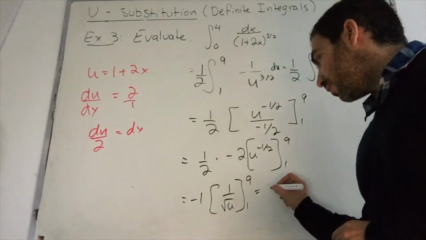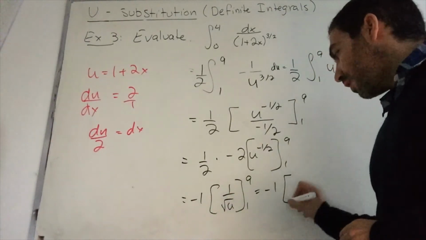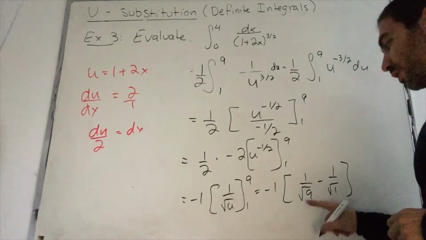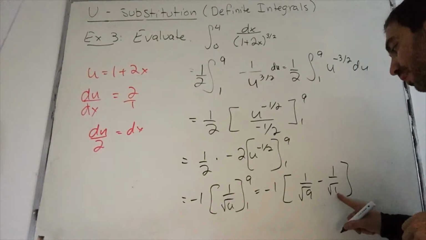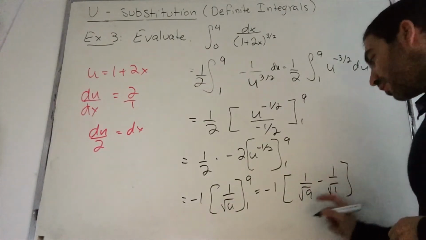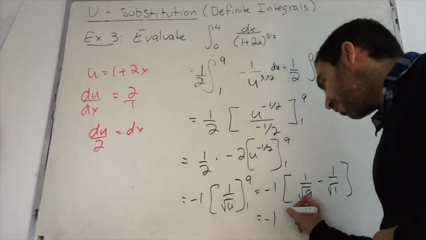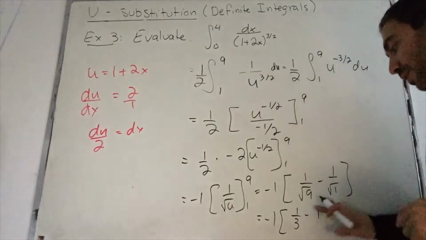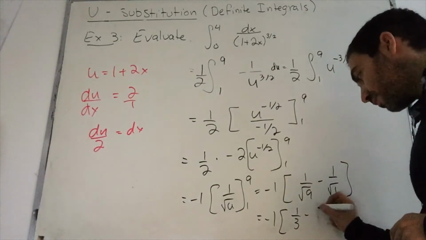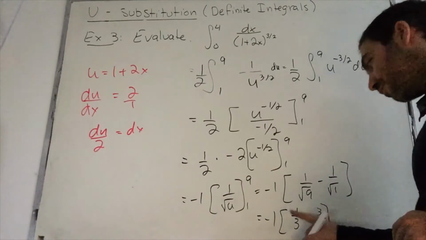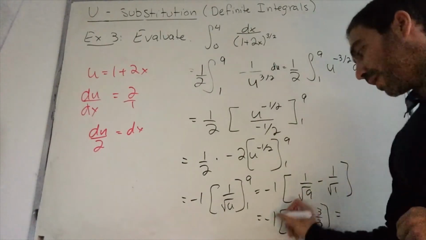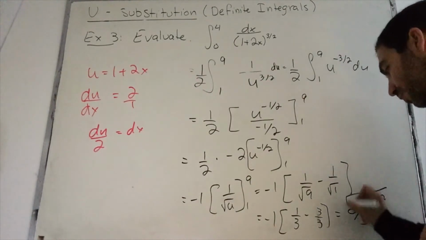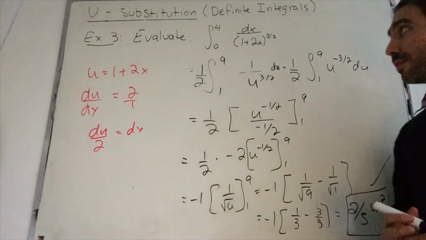So FTC part 2. So we have the negative 1 on the outside, and then we have 1 over square root of 9 minus 1 over square root of 1. Square root of 9 is 3, square root of 1 is 1. So we have a third minus 1. This is equal to negative 1, 1/3 minus 1. 1 is the same as 3 over 3. So we have minus 2 over 3. And because there's a minus in the front, this ends up being positive 2 over 3 units squared. And this is the final answer.